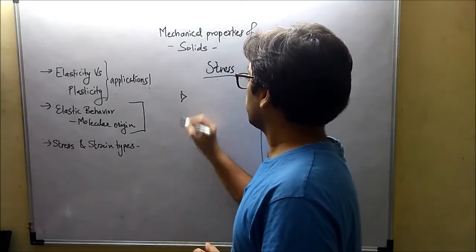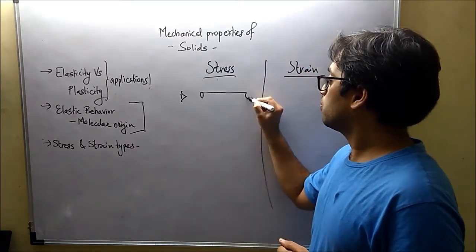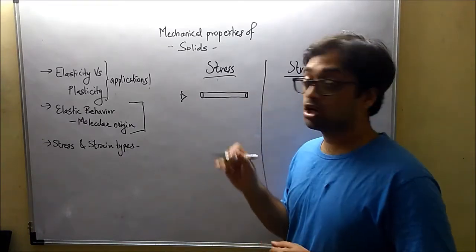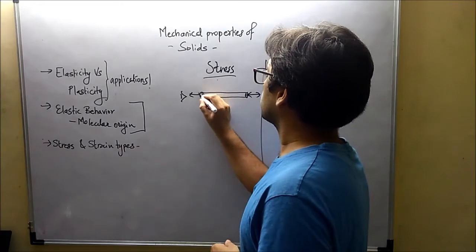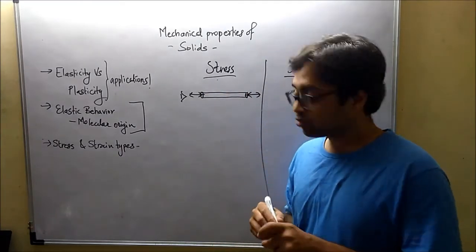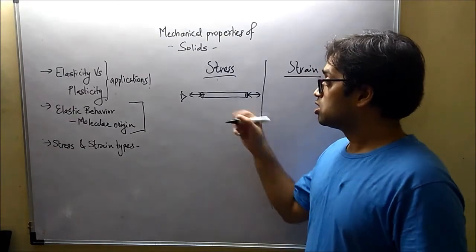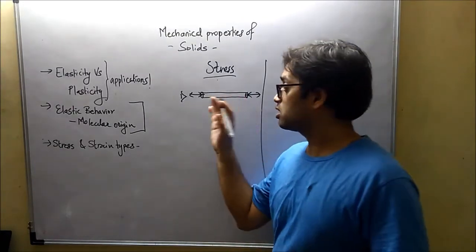So first way to apply force is to apply force on a body which has linear dimensions. So for example, a rod. We can apply either a tensile or we can apply a compressive force. So that would either increase the length of the rod or that would decrease the length of the rod. So that is one way we can apply force on linear objects. We can try to change their dimension.